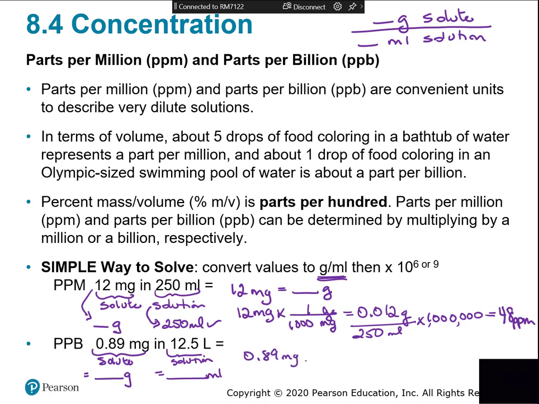0.89 milligrams times in a line. I've got to go to grams, so milligrams on the bottom, grams on the top. Milli gets the 1,000.